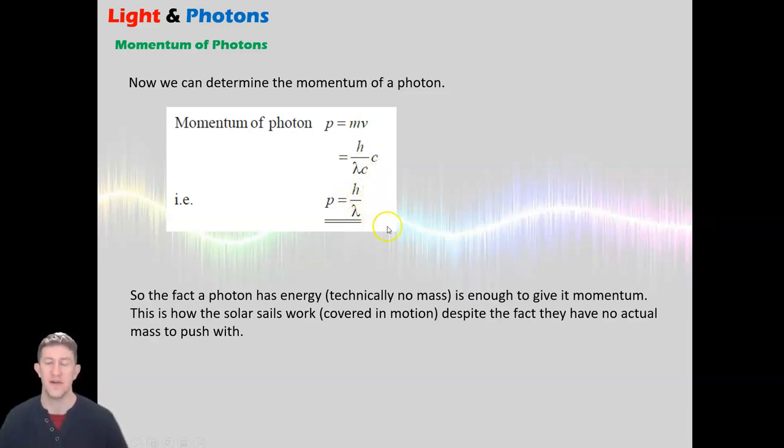So the fact that a photon has energy and technically no mass is actually enough to give it momentum. This is exactly how those solar sails work that I mentioned, despite the fact that the photons hitting it actually have no mass to push with. The energy is interchangeable, and the energy can behave like a moving object or a moving particle with mass does. So this is that derivation process of explaining why the momentum is Planck's constant divided by the wavelength.